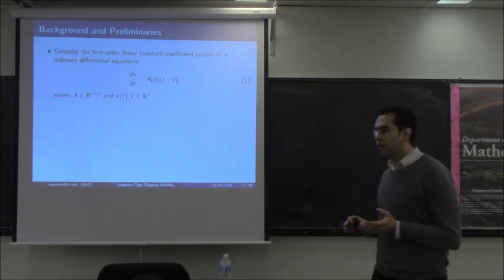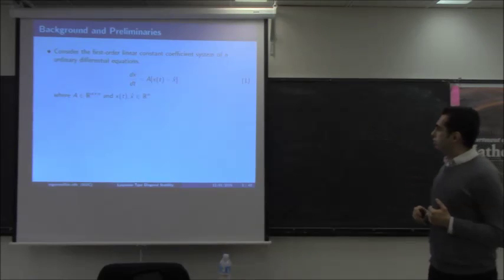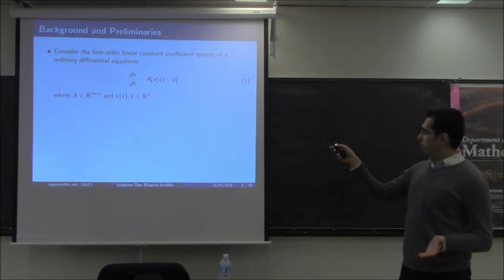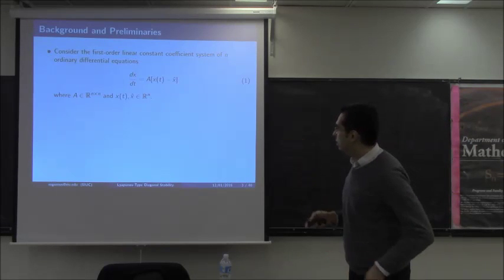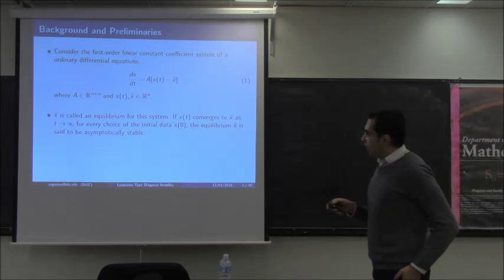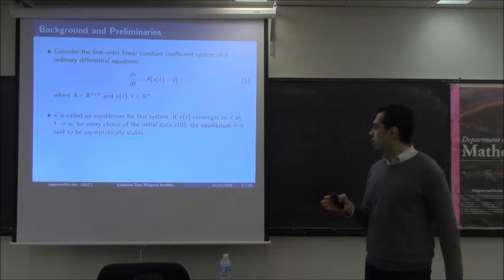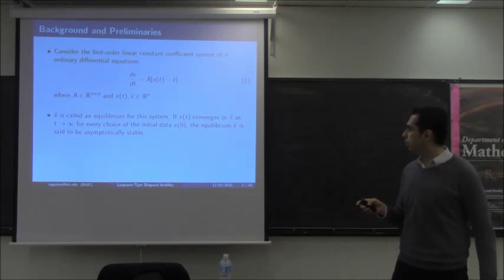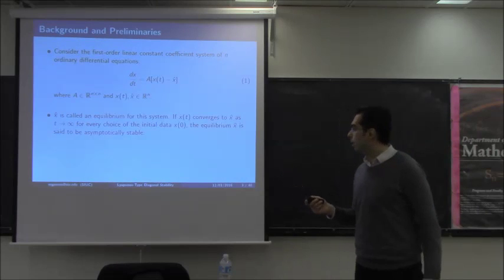Now, the motivation behind studying matrix stability is the study of systems of ordinary differential equations. Now, in this equation, A is a real matrix, and x(t) and x hat are real vectors. Now, x hat is called the equilibrium for the system, and the central question for such a system is, does x(t) converge to x hat for any choice of initial data x0? And in this case, the equilibrium x hat is said to be asymptotically stable.